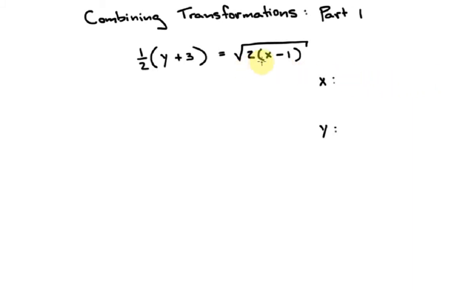I look at this here and I go, okay, there's a 2 sitting in front of my x stuff. So that means I'm going to multiply by its reciprocal. I'm going to take all my x distances and make them half as big. Then, when that's all done, I'm going to shift this thing positive 1 step to the right. So I'm going to compress my graph by a half, and then I'm going to shift it 1 to the right. Now let's analyze the y stuff.